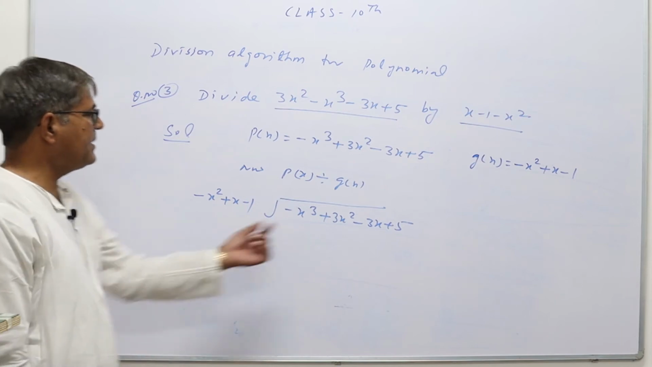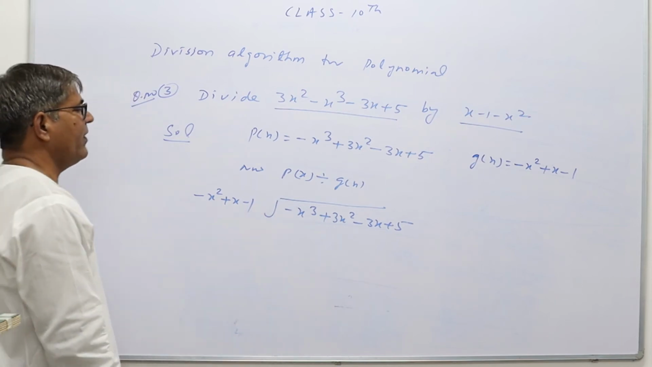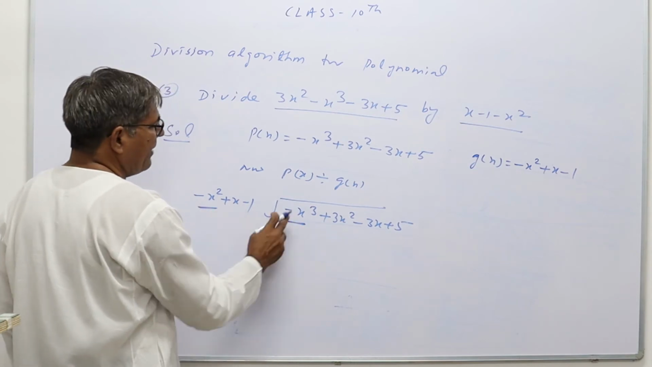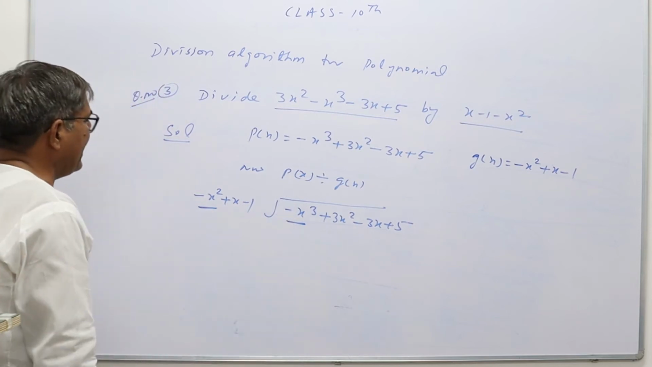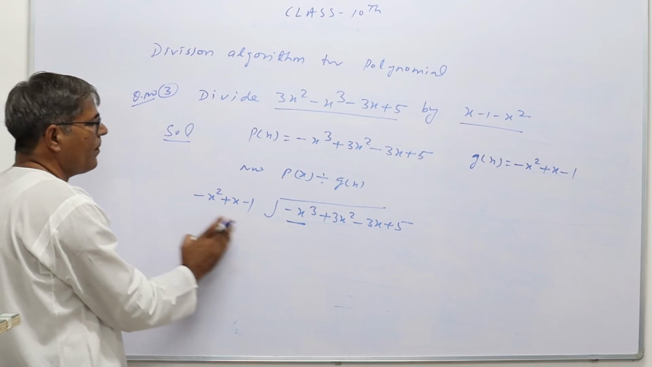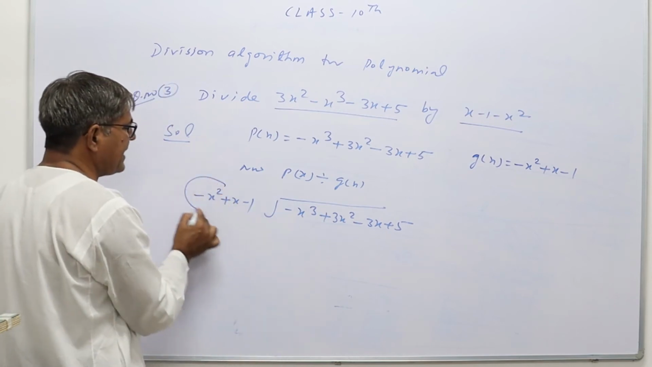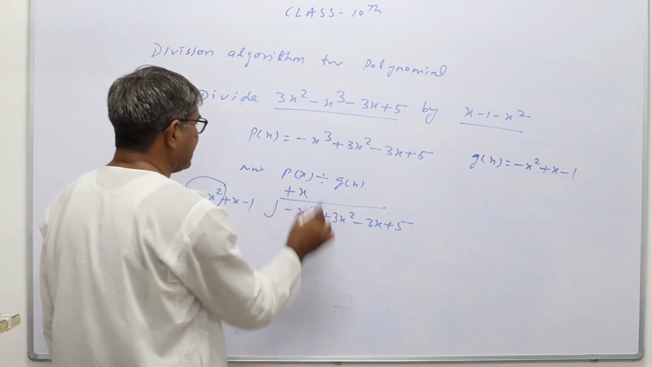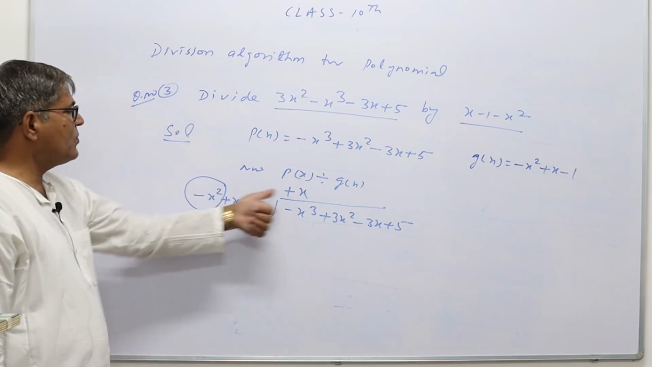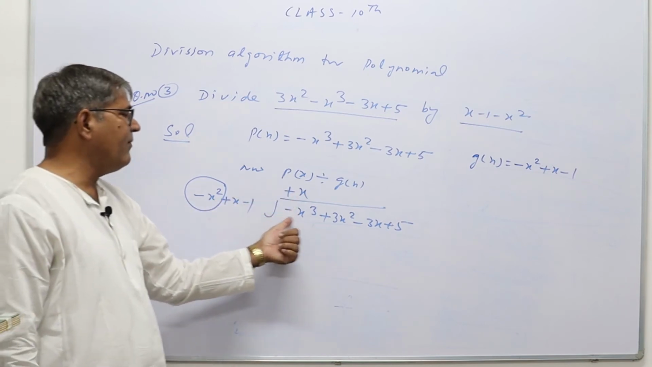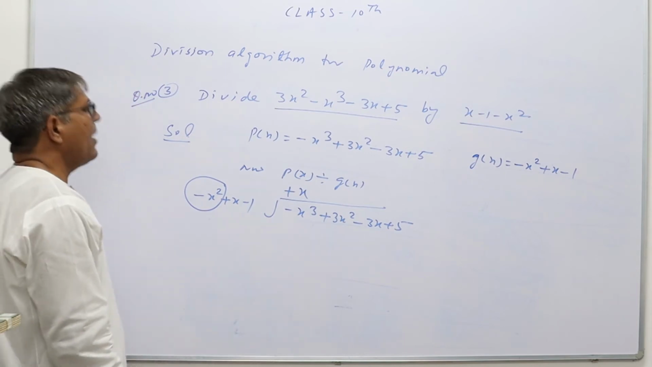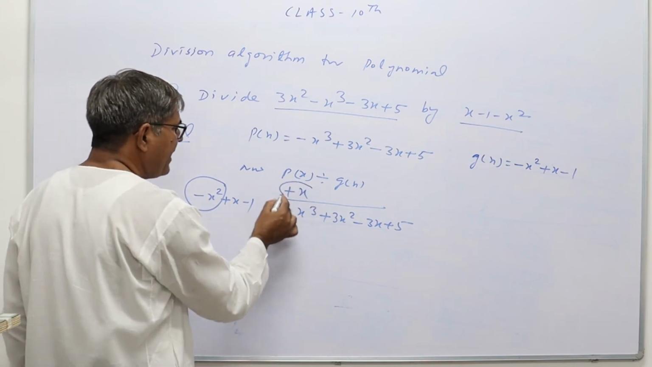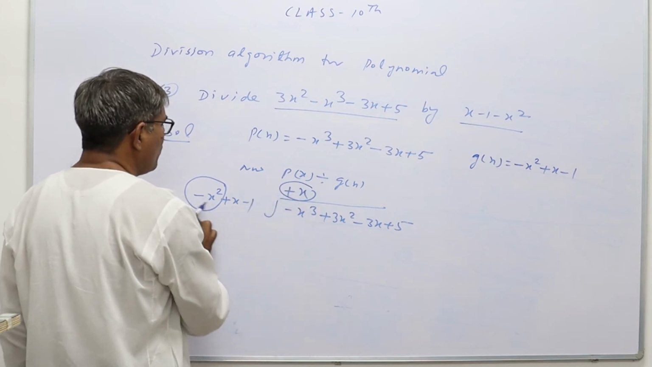Now to divide this p(x) by g(x), first we will observe the highest degree term of both polynomials. So in the dividend, the highest degree term is minus x cube, and in the divisor minus x square. So by whom should we multiply minus x square so that the result is minus x cube? So it will be plus x. If we multiply minus x square by plus x, then the result will be minus x cube. So observe in this way, find by whom we should multiply, then we will multiply this term to the whole divisor.